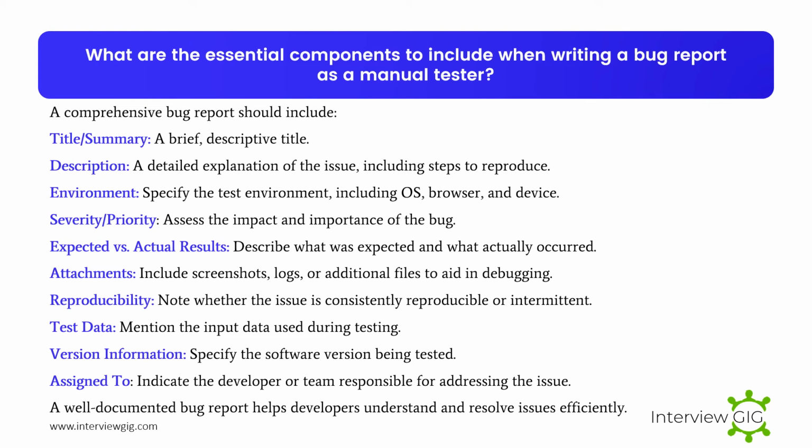Reproducibility, note whether the issue is consistently reproducible or intermittent. Test data, mention the input data used during testing. Version information, specify the software version being tested. Assign to, indicate the developer or team responsible for addressing the issue. A well-documented bug report helps developers understand and resolve issues efficiently.